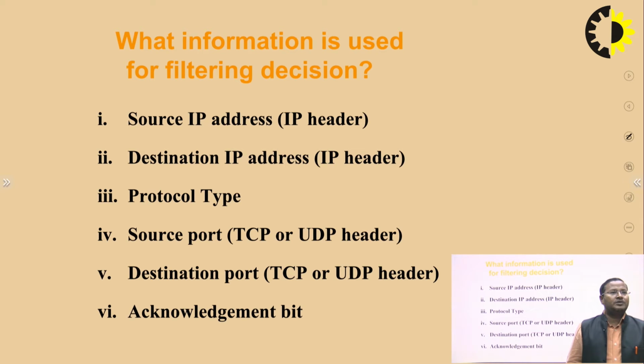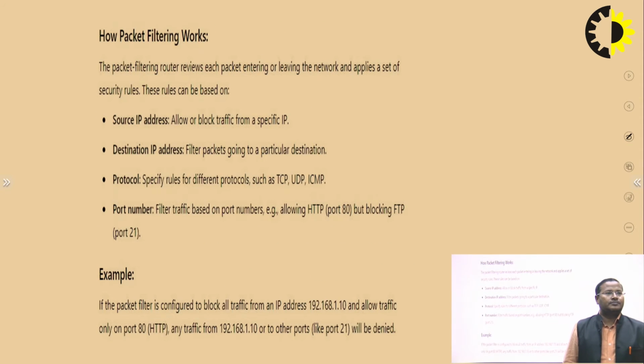So what information is used for the filtering decision? Source IP address, destination IP address, that is called the IP header, protocol type, source port in the TCP or UDP header, destination port, and acknowledgement bit. These are the important information required during the filtering decision.